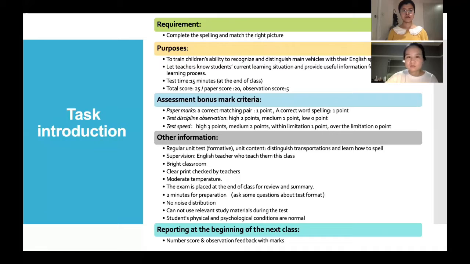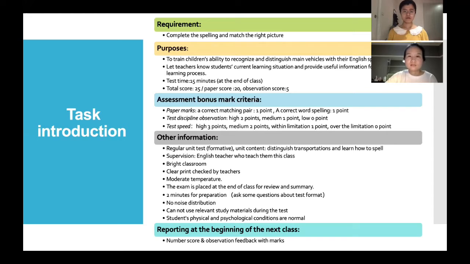Students should complete this test in 15 minutes, and the total score is 25. 20 for the paper test, 5 for observation. The details are shown as follows, such as if students write the correct answer in matching, they can get 1 point. And if they can answer the question quickly, they can get 3 points.